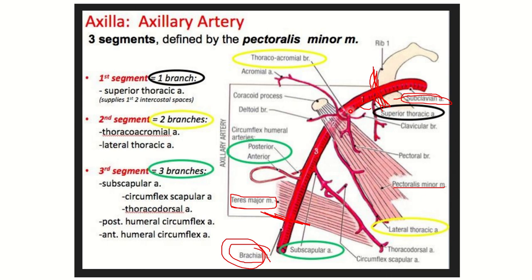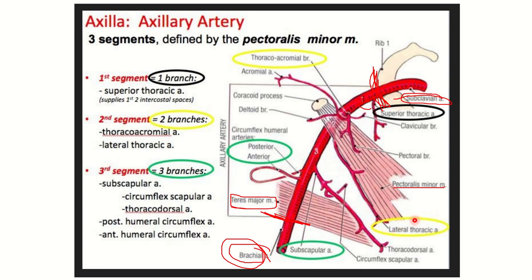So the first part is completed. Now the second part, which lies behind the pectoralis minor muscle, and here we can see two important branches. One is the thoracoacromial artery. Here we can see this is the thoracoacromial artery, and it contains four parts, so it is one of the largest arteries here. Then the lateral thoracic artery here. So from this second segment, this yellow color, we can see the thoracoacromial artery and the lateral thoracic artery.